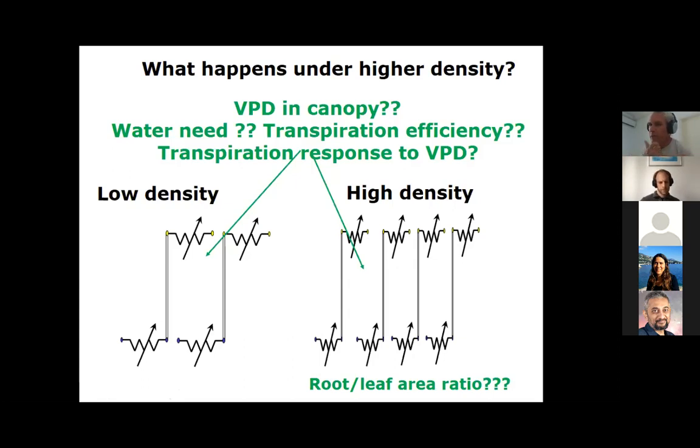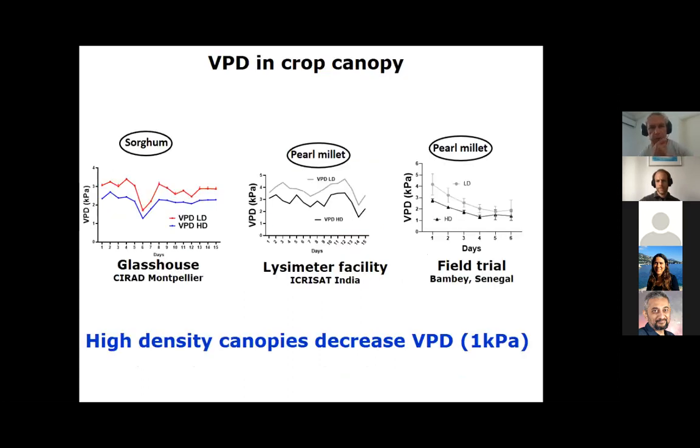We may decrease the VPD in the canopy, so we may have an effect on the transpiration efficiency. And then what happens with the transpiration response to VPD? And what happens to the root to leaf area ratio? Regarding VPD, we measured that in a number of situations, in a number of crops: in the glasshouse, in the lysimeters in India, in lysimeters here in Senegal, in a field trial here in Bombay.